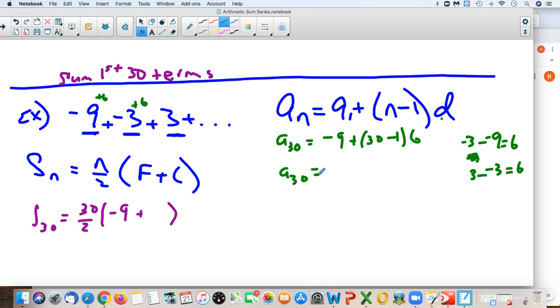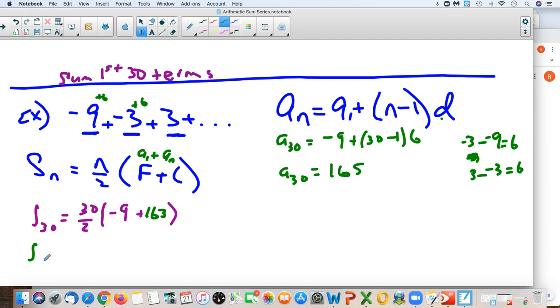Take away 9. Now you get 165. So right here, the 30th term is 165. So I'm going to put 165 here because that's the last term in the sequence. Remember, it's the first term, a sub 1, plus the last term, a sub n. That's an L for the last term. I just wanted to show it a different way.